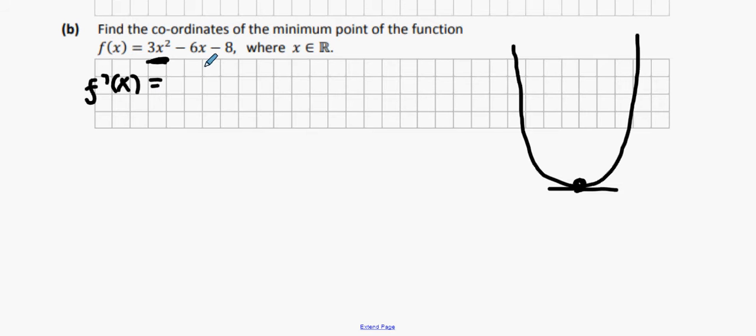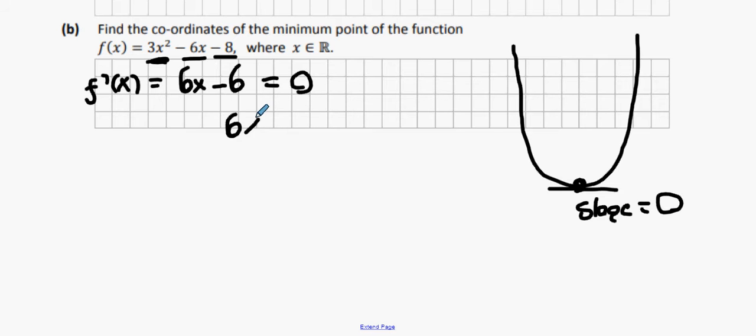To differentiate it? 6x. Differentiate the second part? Minus 6. Differentiate the third part? 0. Gone. The slope equals 0. 6x equals 6, so x equals 1. What do the terms coordinates mean?